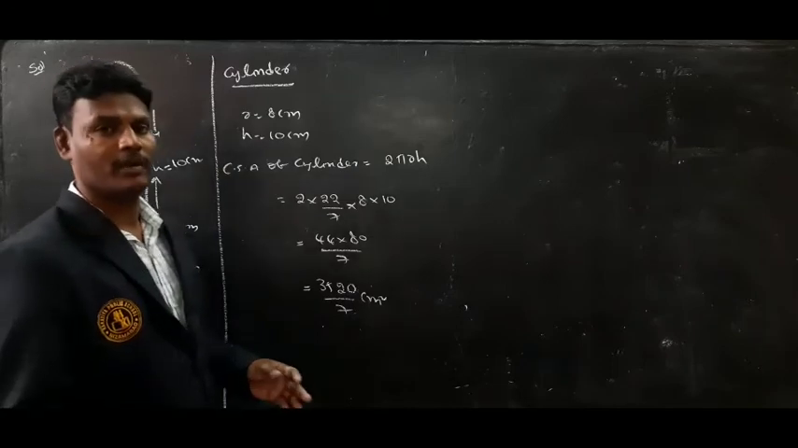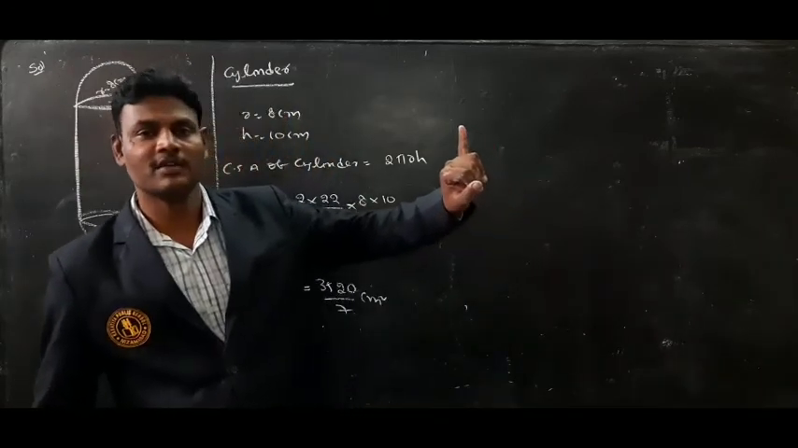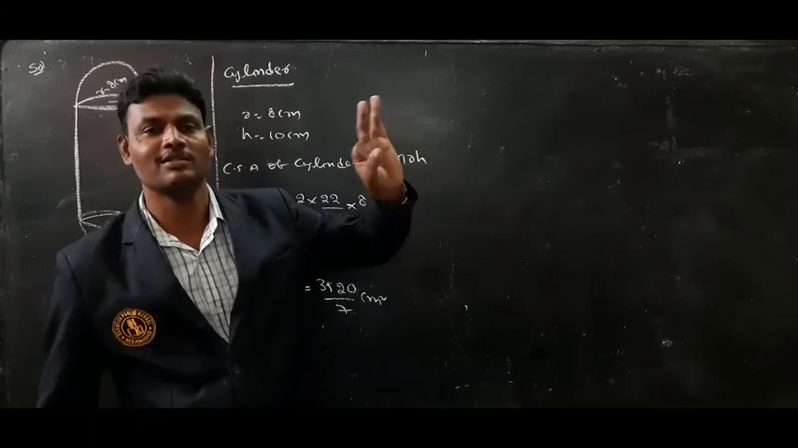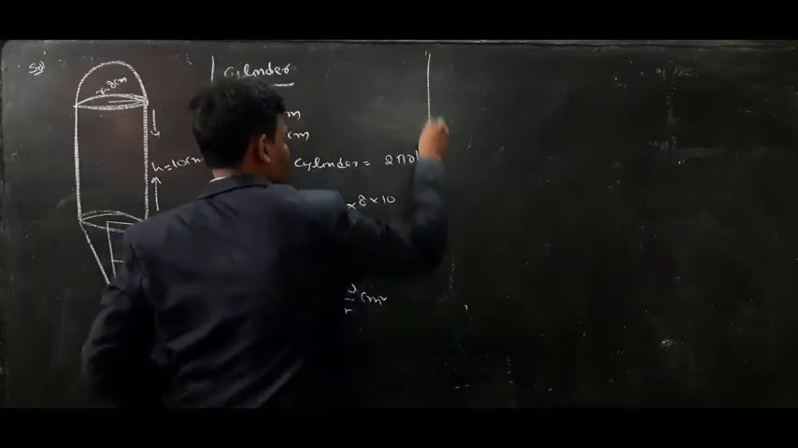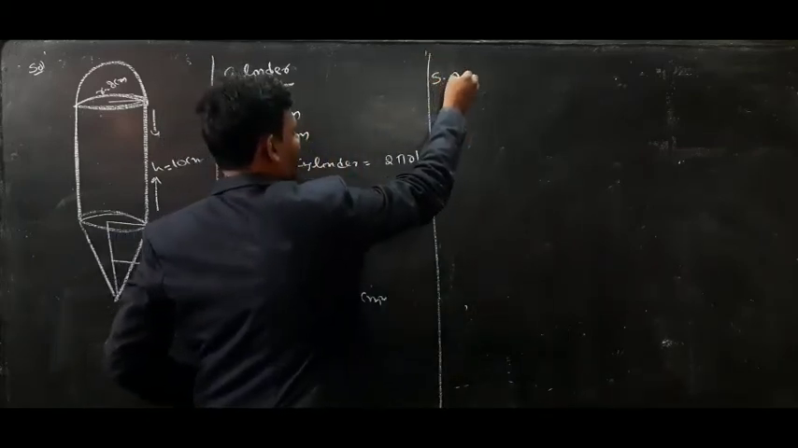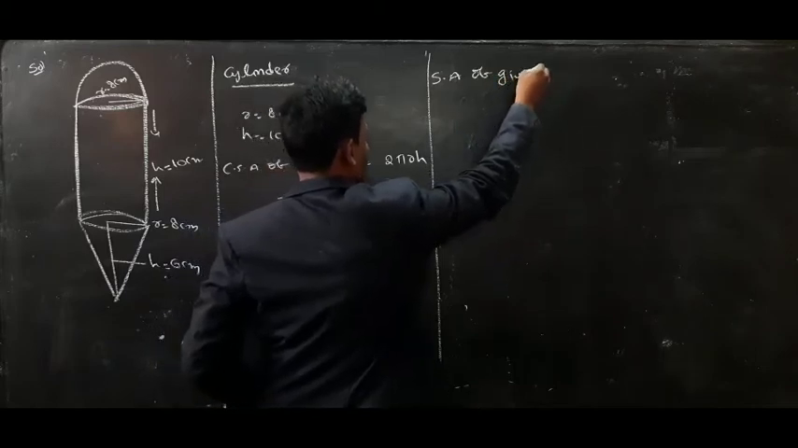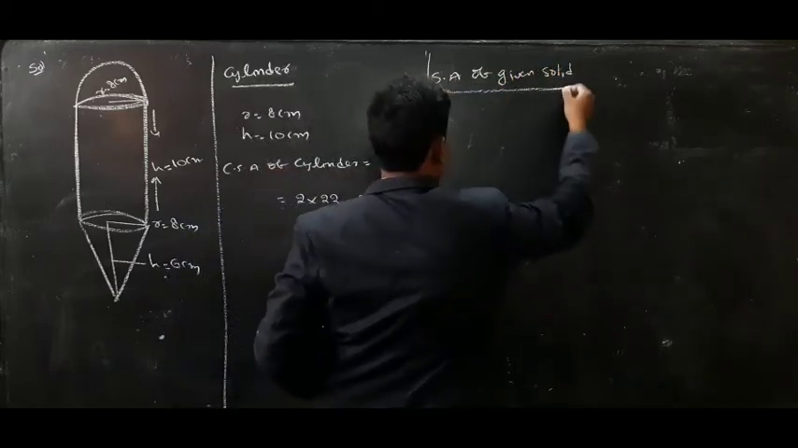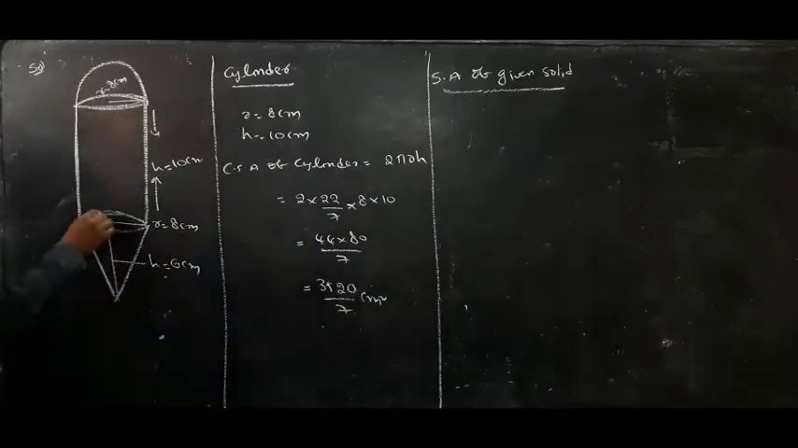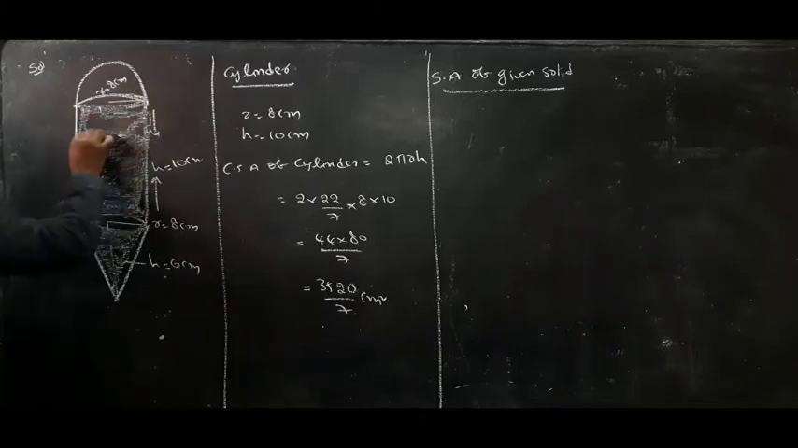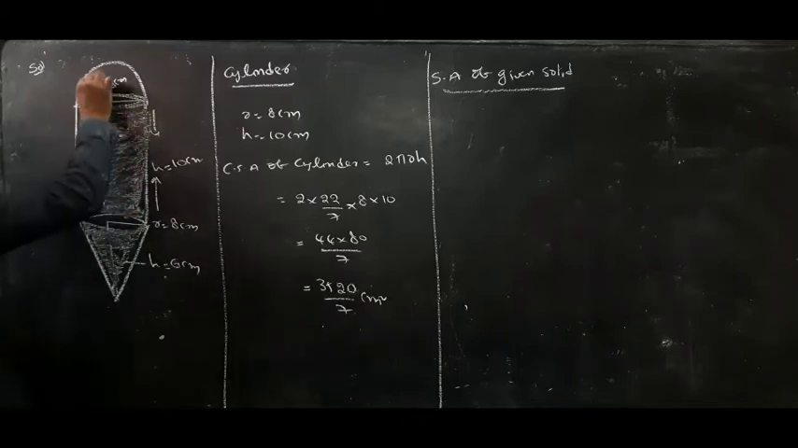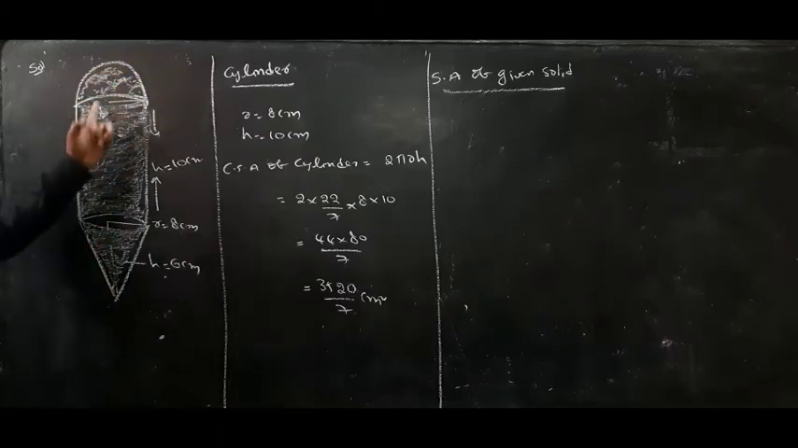So that is a combination of 3 figures. I completed the curved surface area of the cone and also the cylinder and also the hemisphere. Now I need the surface area of the solid. To find the surface area of the given solid, you have to add the curved surface area of the cone and also the curved surface area of the cylinder and also the curved surface area of the hemisphere. These 3 figures you have to add.